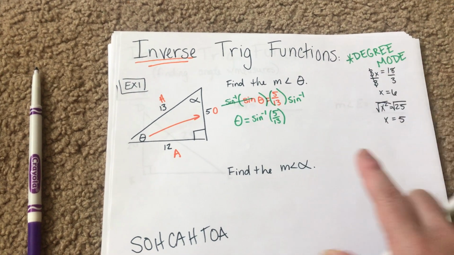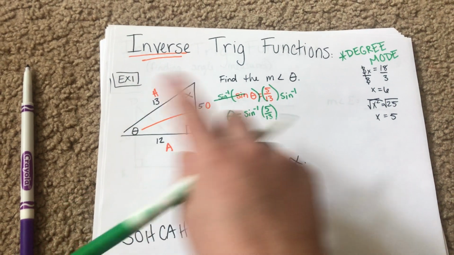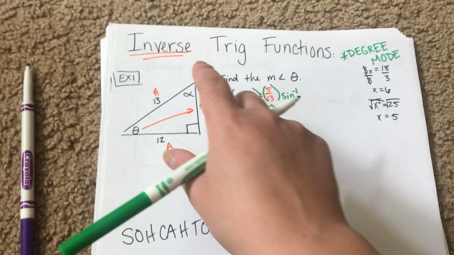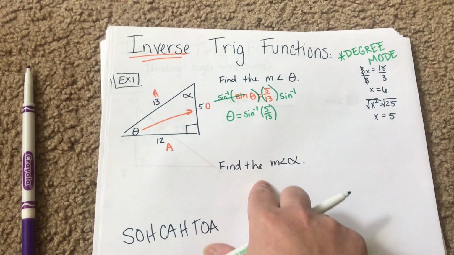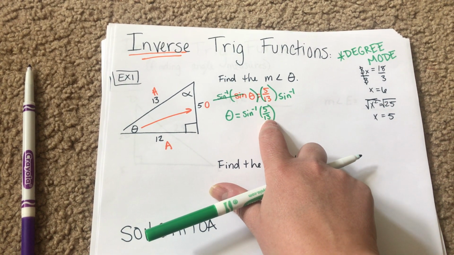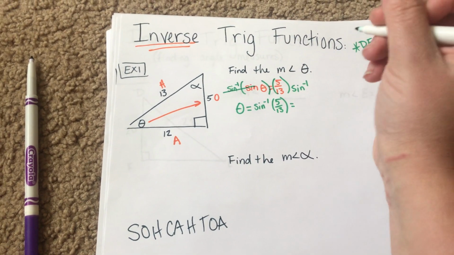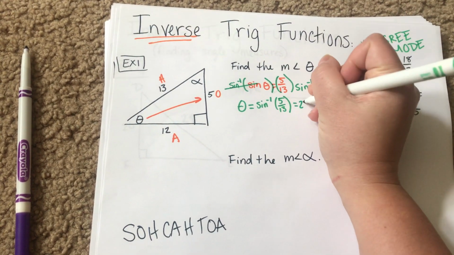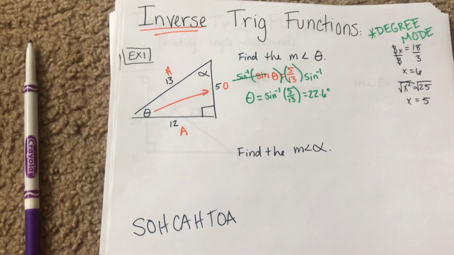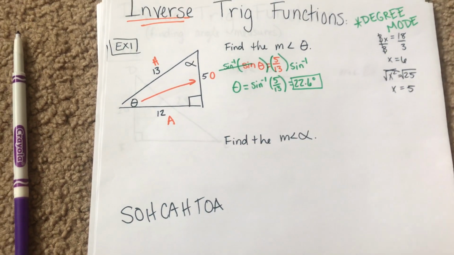All right, so then you'd want to type this into your calculator. You would hit the second button, the colorful one, you click it and then hit the sine button. That gives you your sine -1. Then you would type in 5/13. When you type that in your calculator, it should come out with something like 22.6 degrees. And that is what theta equals, 22.6.